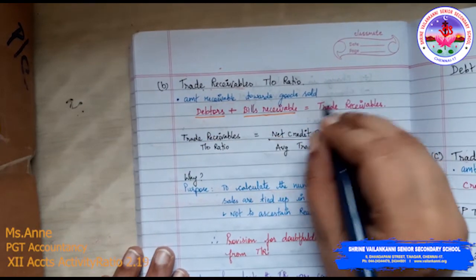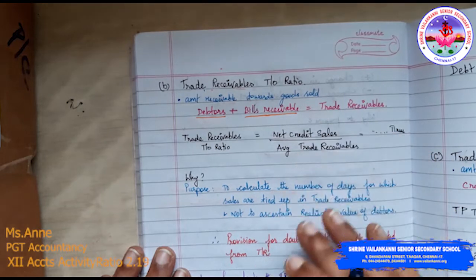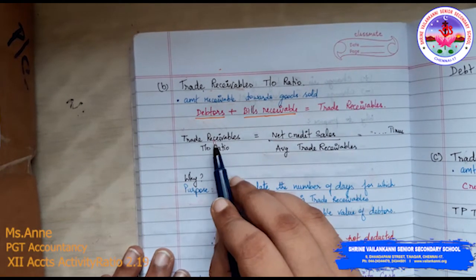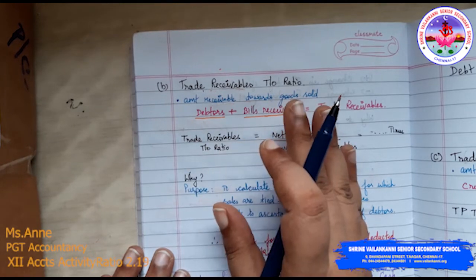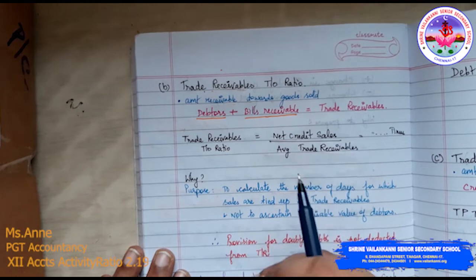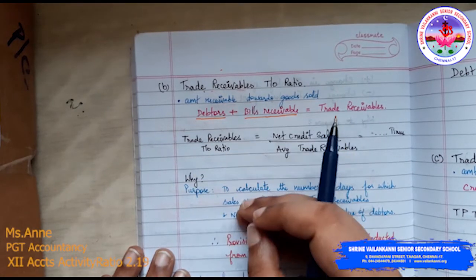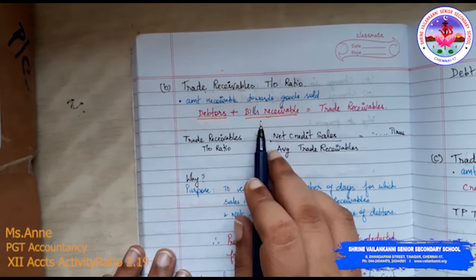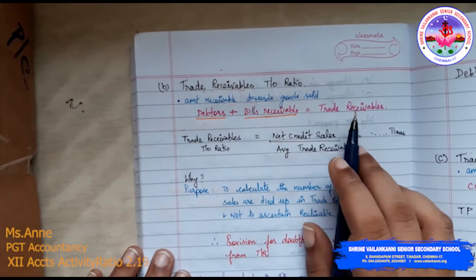When do you call something trade receivables? When you have credit sales. When you have made credit sales and you are expecting money to be received from your debtors, then it is called trade receivables. So trade receivables are debtors plus bills receivable.